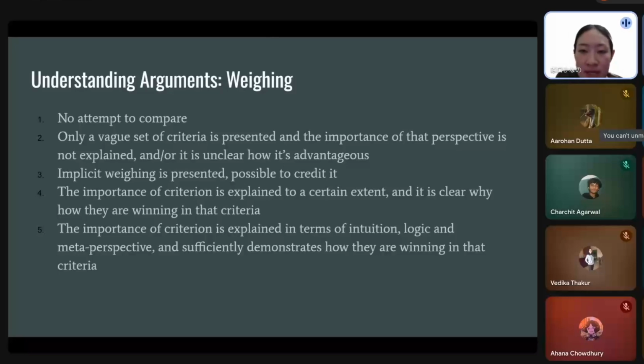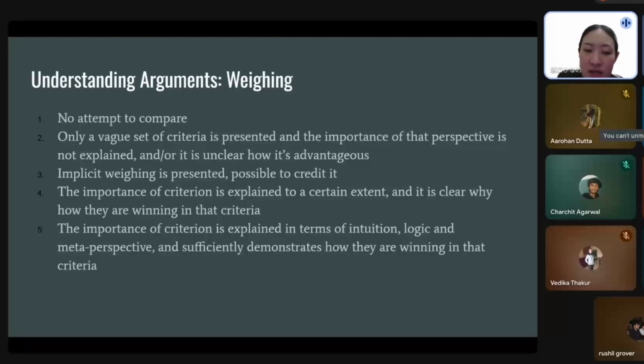The third level is that implicit weighing is presented and it is possible to credit it. So for example, in addition to the second level explanation, the third level is like explaining that environmental destruction particularly affects the people who are dependent on the land or the natural resources, especially the people who live in rural areas, which leads to big harm for them.